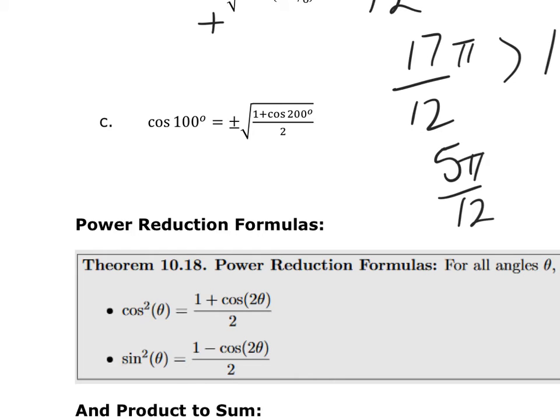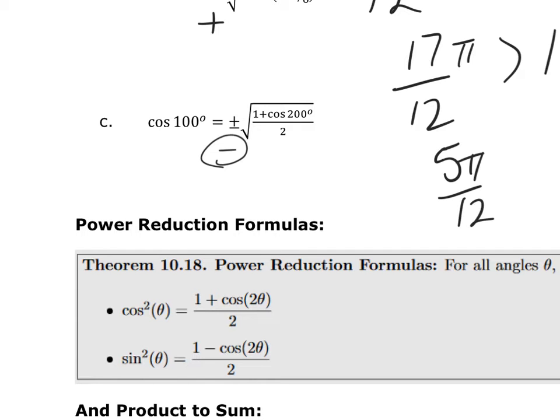Cosine of 100 degrees. Do I take the positive or negative, and why? Why the negative? So 100 degrees is in quadrant 2. Cosine is negative in quadrant 2, so I'm going to take the negative of the answer. Okay? Any questions on those?